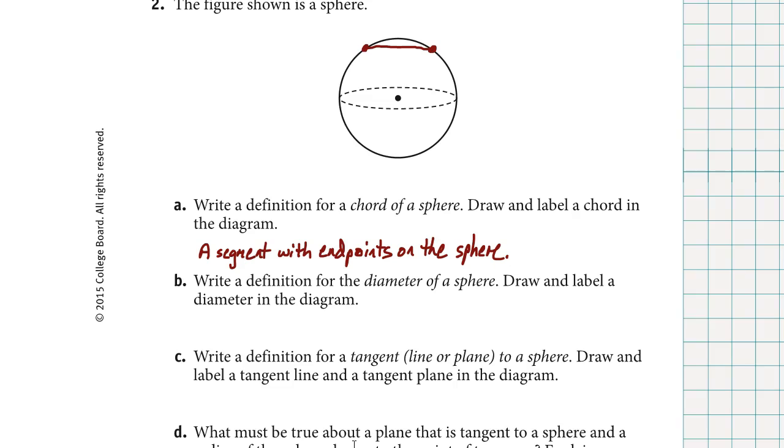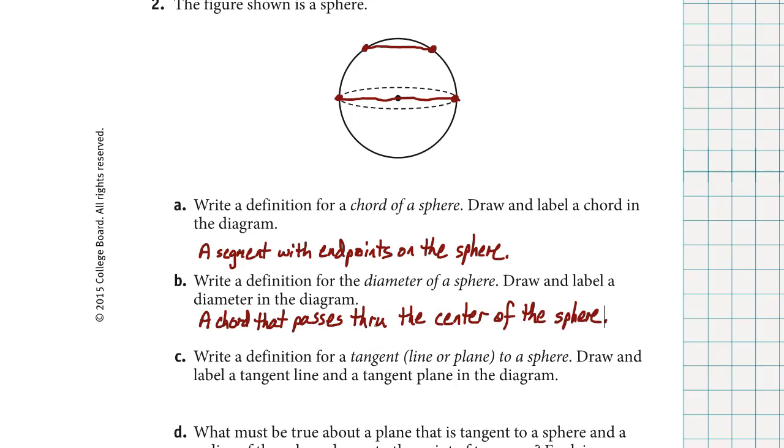Now question B, write a definition for diameter of a sphere and draw and label a diameter in the diagram. The diameter is a chord that goes all the way across the sphere. There are many of them that could be drawn, but one way to draw it is to put a dot here, and draw so that you're going through the center of the sphere. That is one of an infinite number of diameters. And here's the definition for diameter of a sphere. It's a chord that passes through the center of the sphere.